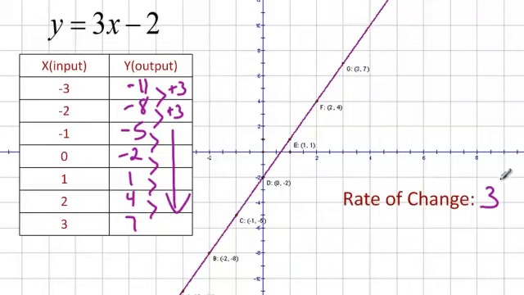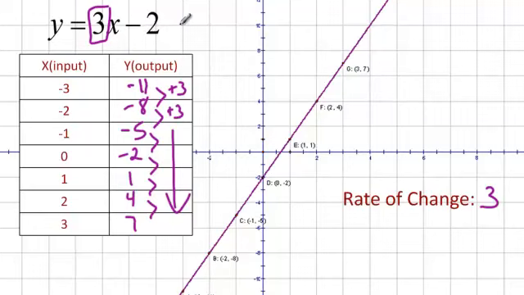The rate of change is also represented in this equation as the number in front of x. It's the coefficient of x. Now be careful, because that's not always true. It's only true if the equation is in this form, where y is by itself, and the x term and the constant are over on the right. If the equation is not in that form, then you can't say that's the case.